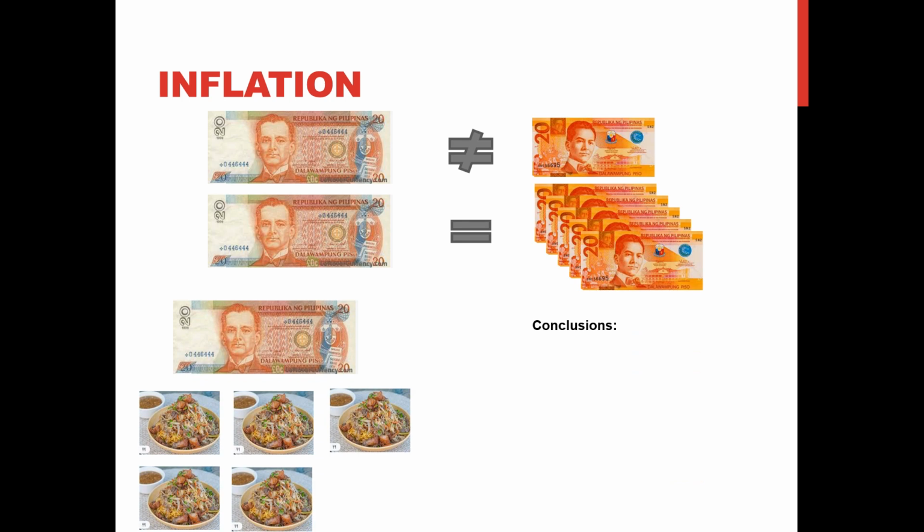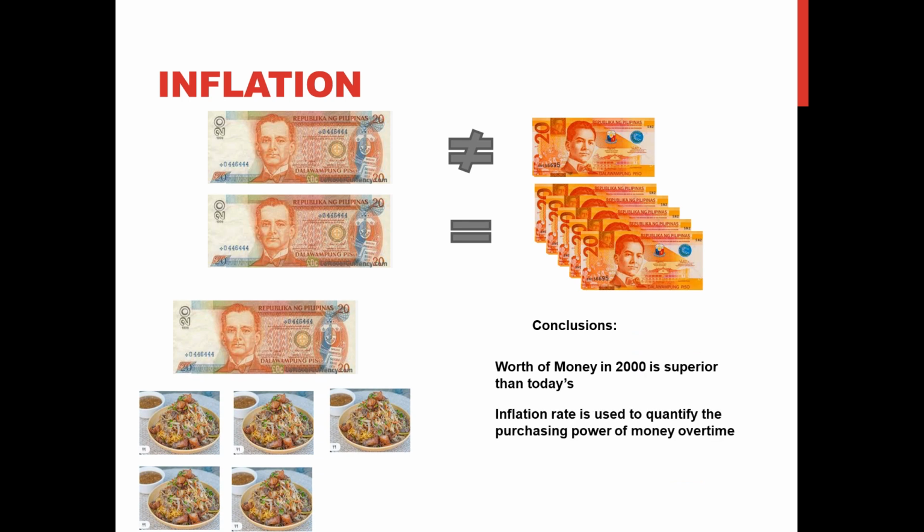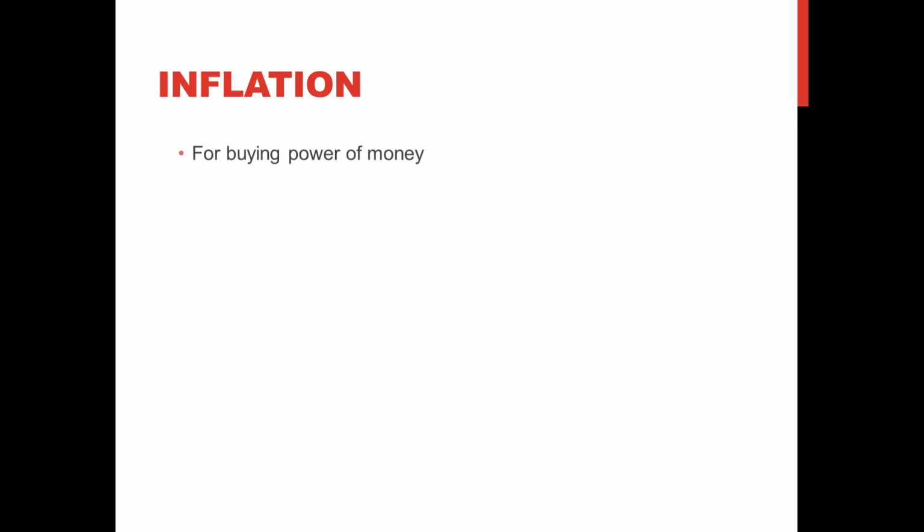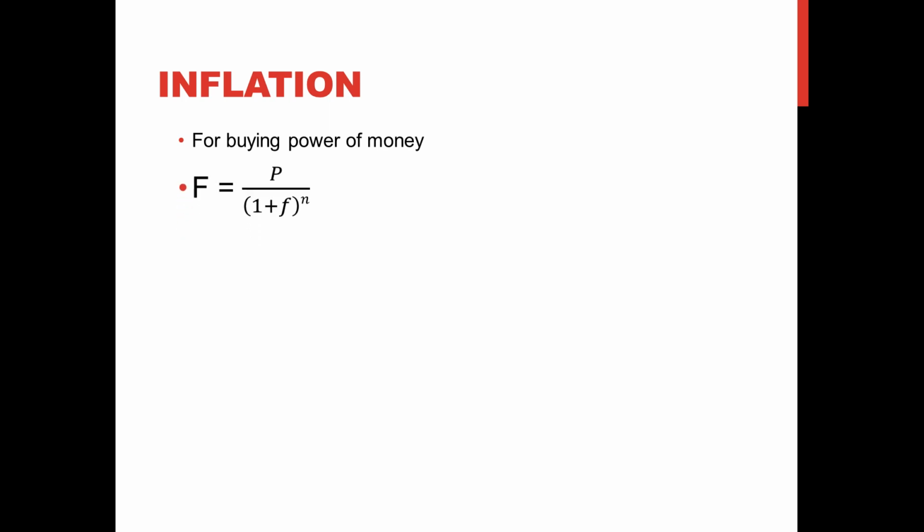So we can draw a conclusion from this that the worth of money in 2000 is superior to today's. And inflation rate is used to quantify the purchasing power of money over time. And a decreased worth of money equates to a higher price of a commodity. So for inflation, we have a formula for the buying power of money. What was introduced a while ago is the cost of a certain commodity. This time, it pertains to the worth.